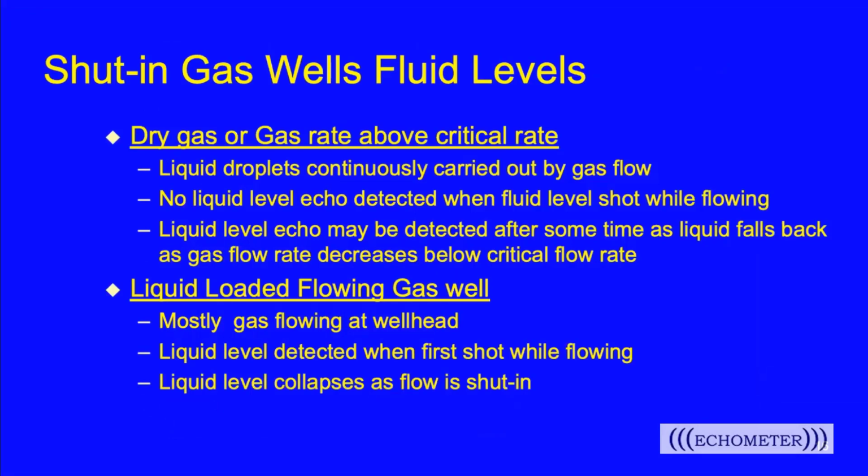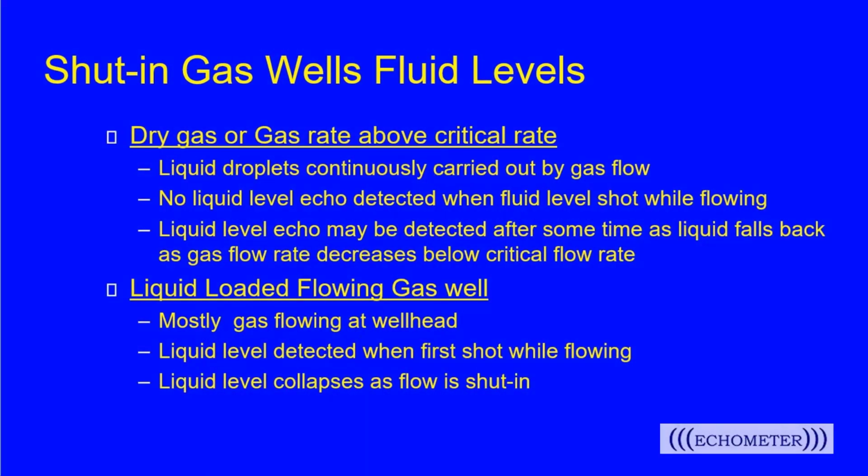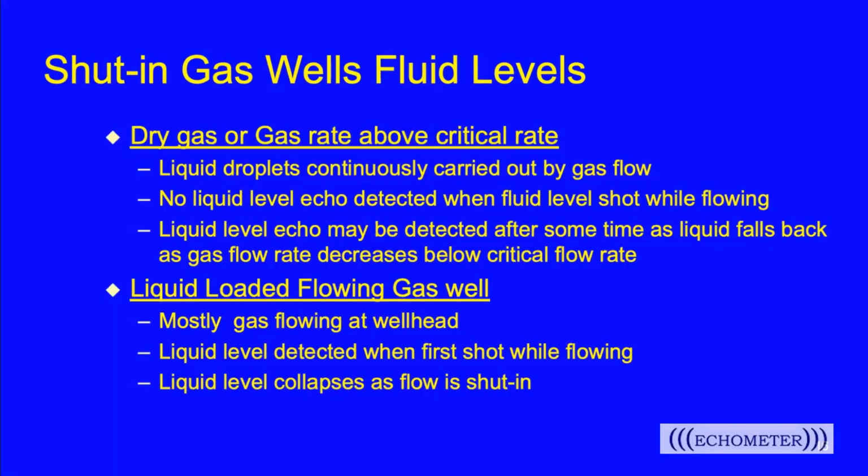So we mentioned the different scenarios where we're above and below critical rates. If we're producing the wells above the critical rate, the gas is flowing fast enough to carry the liquid out of the wellbore. It's carried out by that gas flow. And when we shoot a liquid level, we might not see a liquid level at all because it's a mist in the wellbore. The liquid level is essentially at the surface. And once we shut the well in, we'll see a liquid level form as it starts dropping back down and the liquid's no longer carried out of the wellbore.